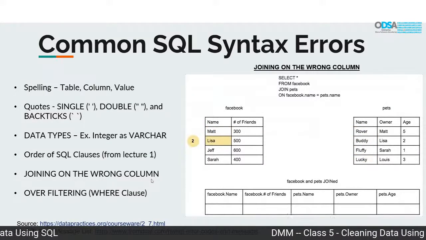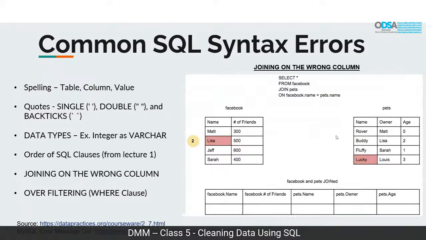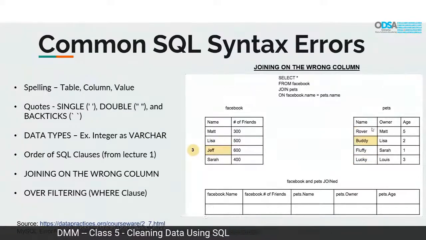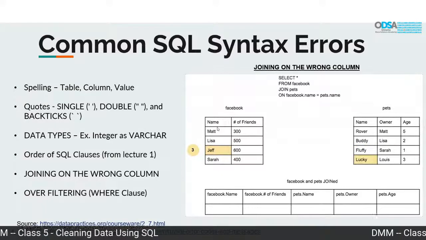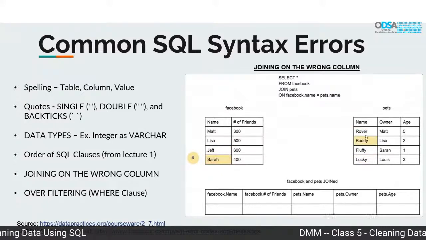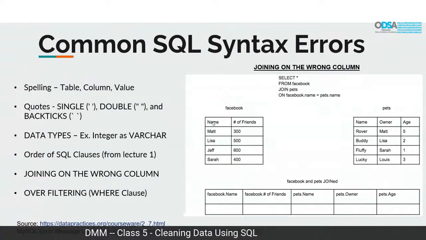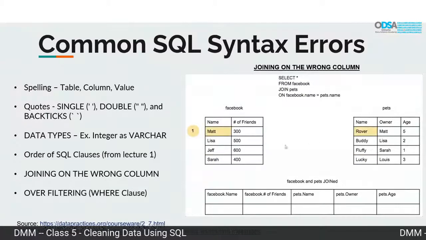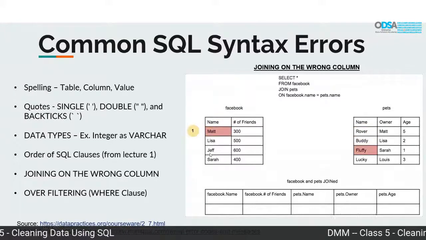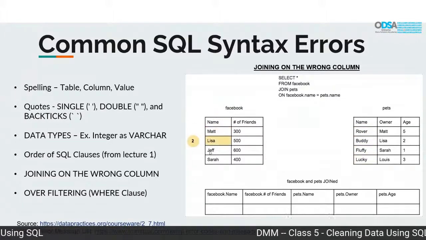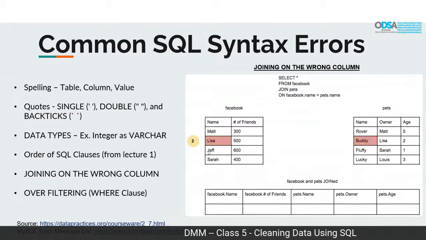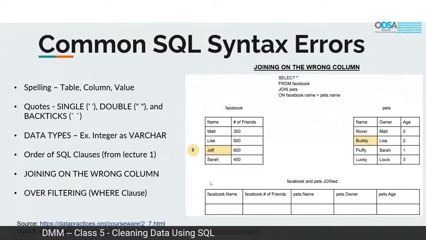Joining on the wrong column. It's easy if these are two different names, or if the columns have the same value. But say this is pet name in here and this would be Facebook name or something, and you were to join on the wrong columns. Usually it wouldn't return any results because it wouldn't find anything, or it'd return something really strange.